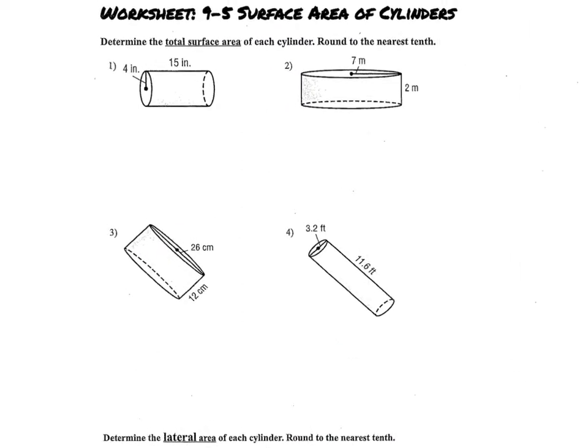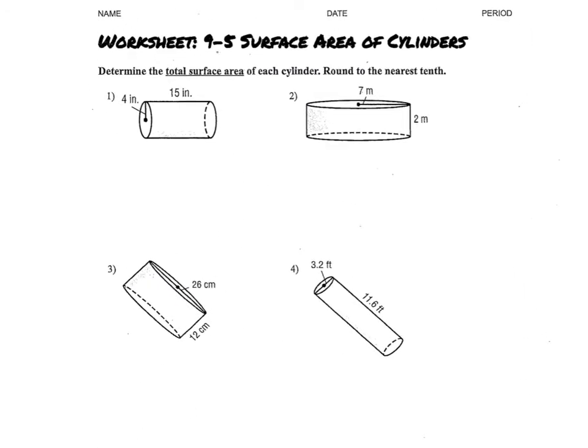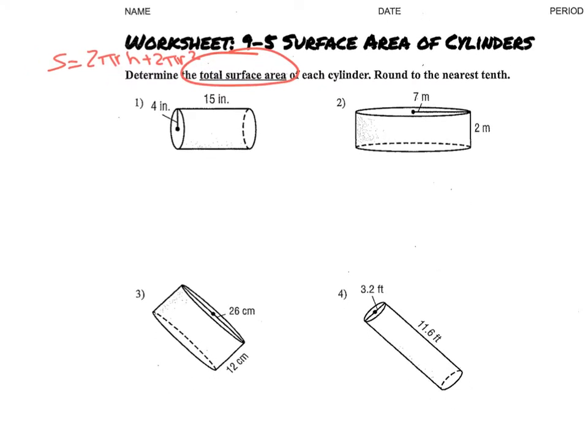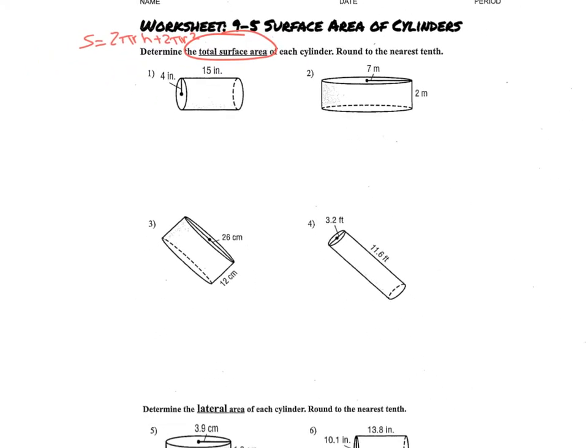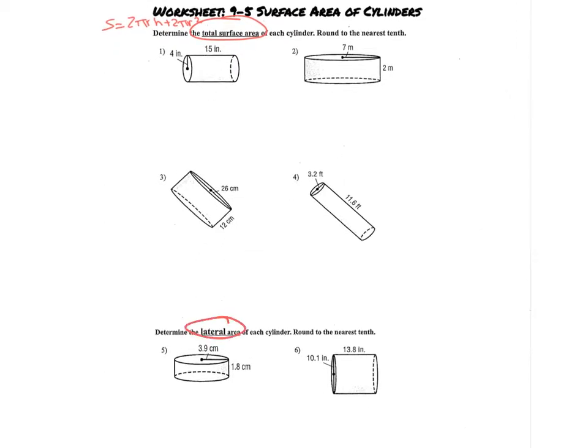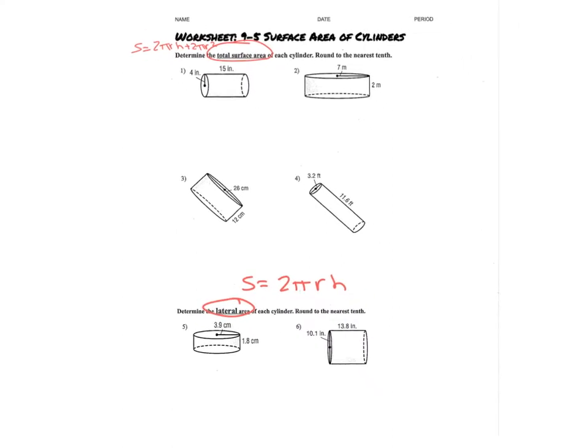Just a reminder, if you've got total surface area, you're using that formula that's at the top of the note page. So 2 pi r h plus 2 pi r squared. If it's lateral, that's just talking about your green bean label, the front side where you see the label. So lateral is just the front part of that formula, 2 pi times radius times height, because you don't need to know the area of your bases.